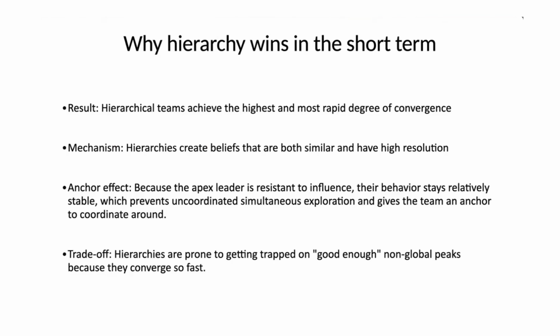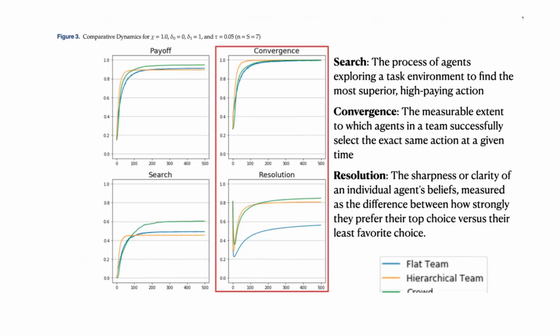This relates to the mechanism I just talked about. The apex leader is resistant to influence, but it is diffusing its belief to the rest of the agents. So the agents become more and more similar to the leader throughout the trial. As they're more similar, the beliefs become more similar and have high resolution. What does this mean? We can look at the resolution here. I think we should ignore the first step, because at the start of the task everything is not stable and the agents are exploring.